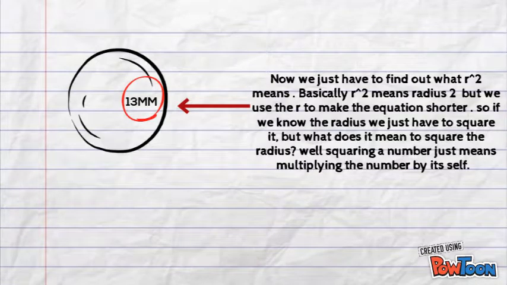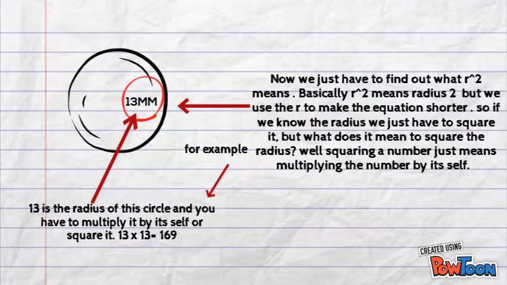Now, we just have to find out what r squared means. Basically, r squared means radius squared, but we use the r to make the equation shorter. So if we know the radius, we just have to square it. But what does it mean to square the radius? Well, squaring a number just means multiplying it by itself.